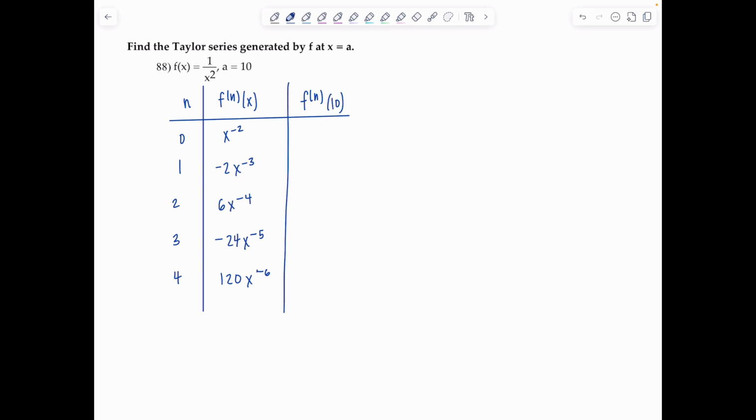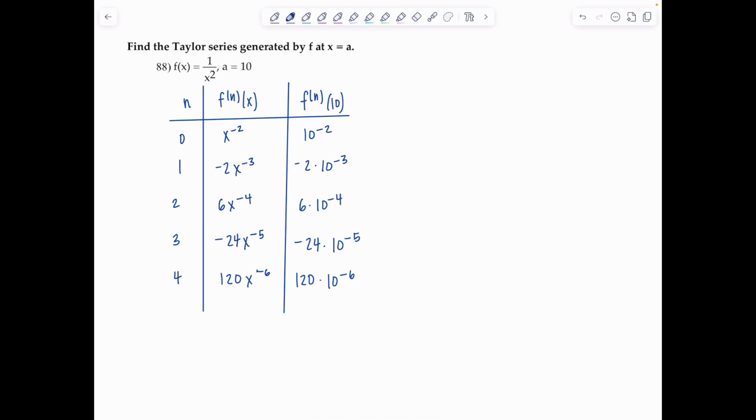And then evaluating these at 10. So this is going to be 10 to the negative second. Negative 2 times 10 to the negative third. 6 times 10 to the negative fourth. Negative 24 times 10 to the negative fifth. 120. See how I'm leaving it 10 to the whatever? Because I want to see the pattern.